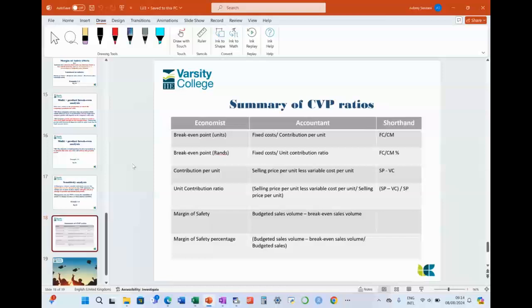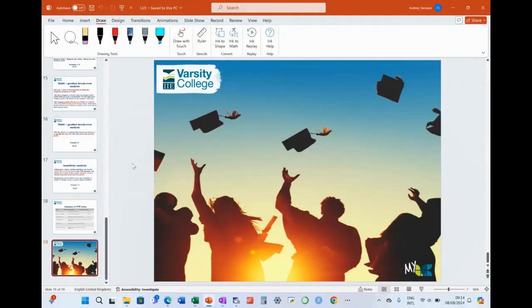And that, ladies and gentlemen, is your learning unit 3 from a theoretical standpoint. And that, ladies and gentlemen, is the end of your lecture for today.